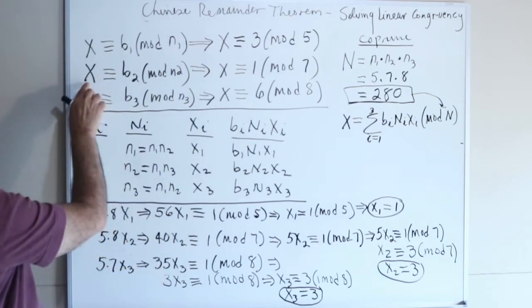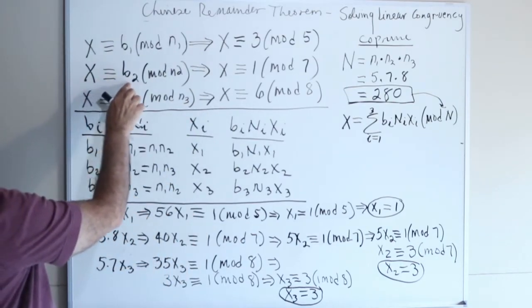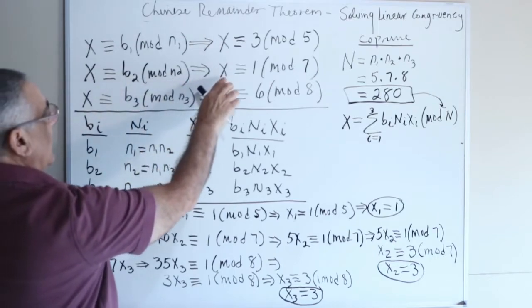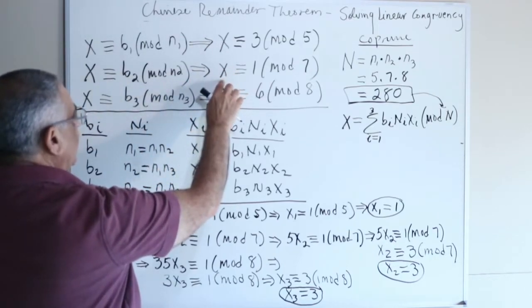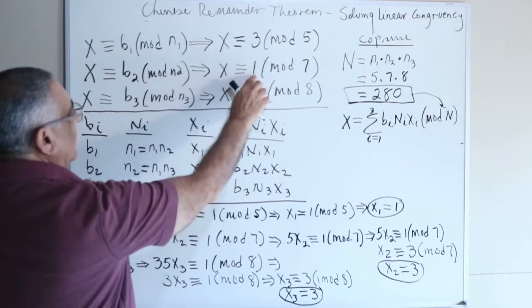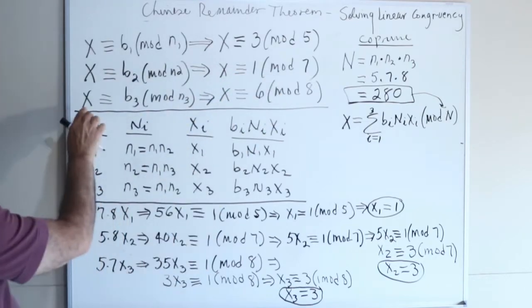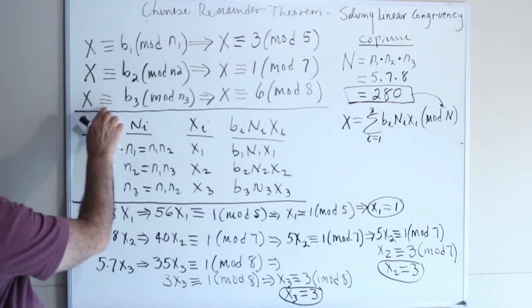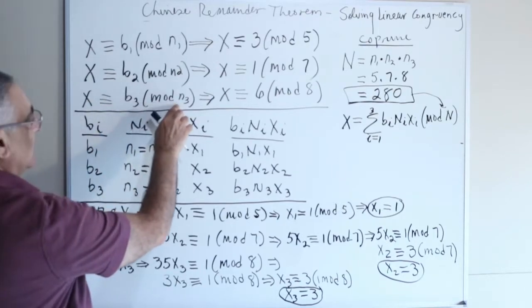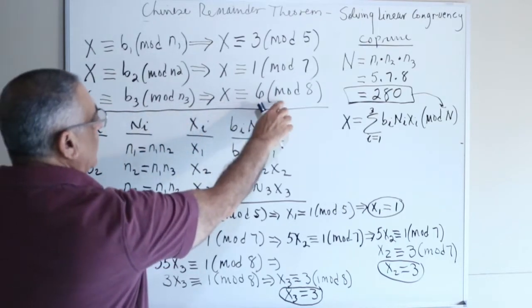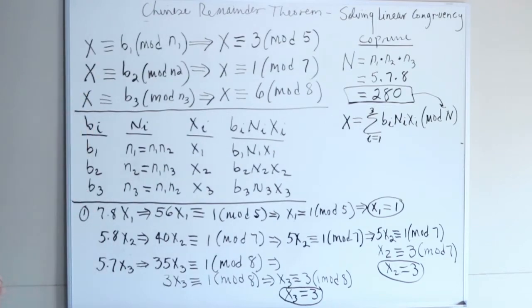And then X is also congruent to B2 mod N2, and I substitute values for those. X would be congruent to 1 mod 7. Therefore, X is also congruent to B3 mod N3, so X is 6 mod 8. If you look at this, we're trying to solve for X.